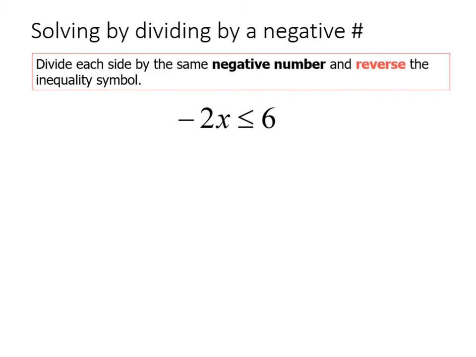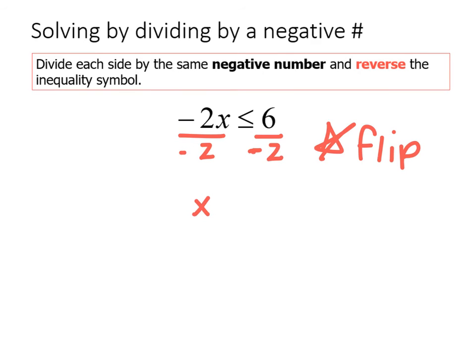The same process is true when you're dividing by a negative number. So in this case, we have negative 2x is less than or equal to 6. In order to get rid of that negative 2 in front of the x, I have to divide both sides by negative 2. However, again, because I'm dividing by a negative, you have to flip the inequality symbol. So it's going to become x, 6 divided by negative 2 is negative 3. And I flip my symbol to now open to the left, and I maintain that equal to line underneath.